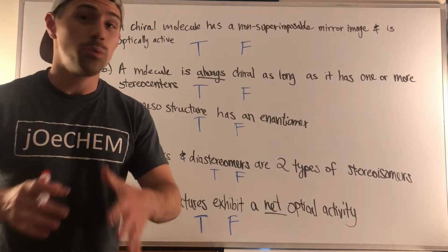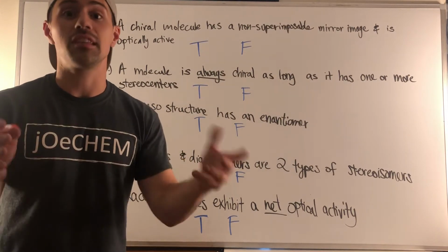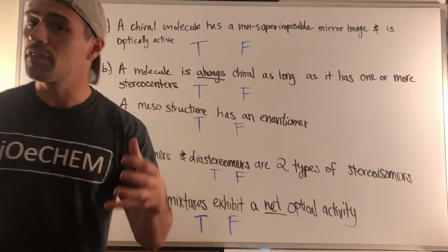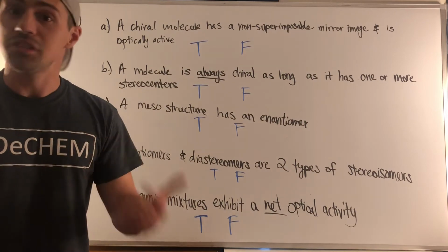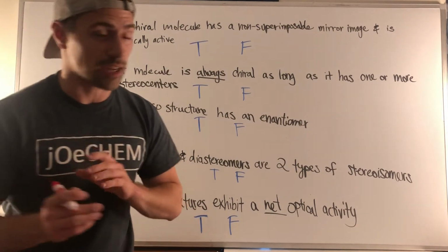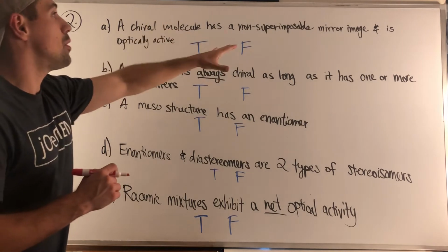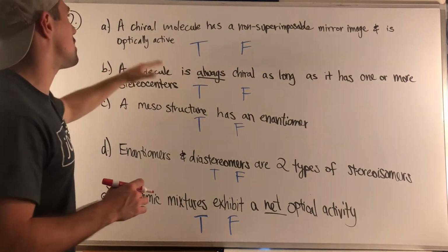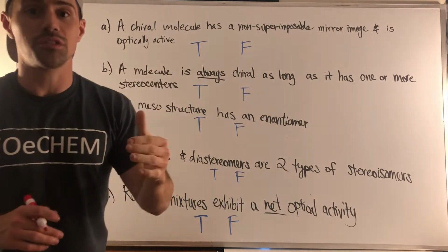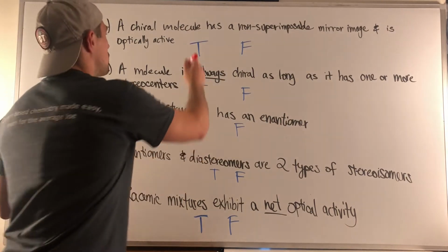Moving on to problem 2, we have a series of true-false statements, and I crafted these because I think there can be a lot of confusion around explaining and using the terminology of stereochemistry, so I wanted to set that straight in this section. So if we look at A, a chiral molecule has a non-superimposable mirror image and is optically active. True or false? I hope you say this is true because this is just the definition of chirality.